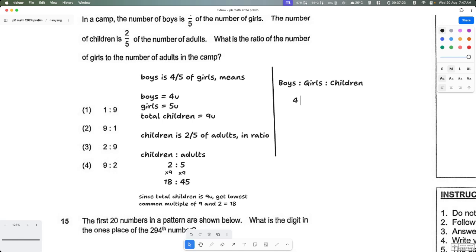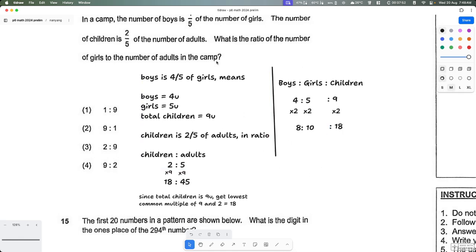So it's 4 is to 5, and the children is to 9. And we just multiply by 2 as well, right? So times 2 for this, times 2, times 2, and then times 2, like this. Okay, so this will then become 8 is to 10 is to 18. Right, that's what I see over here.